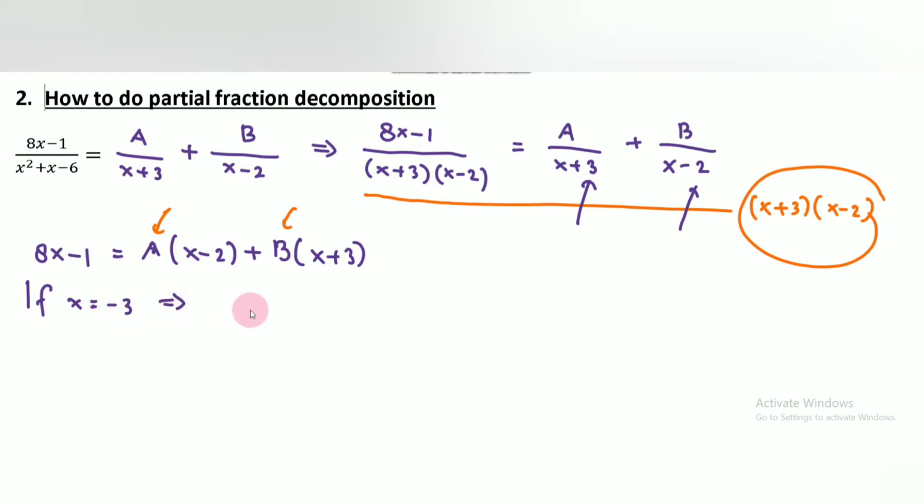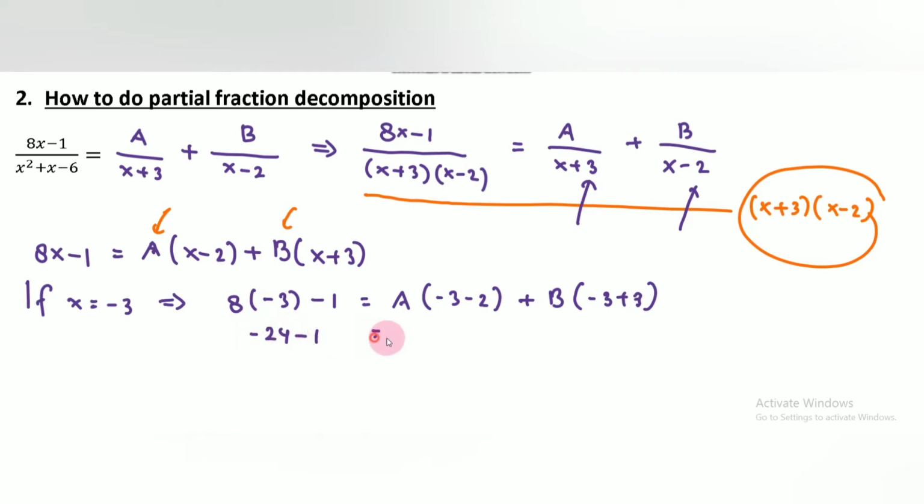My equation will be 8 times negative 3 minus 1 equals a times negative 3 minus 2 plus b times negative 3 plus 3. Okay, look at why we use the zero. So it is negative 24 minus 1 equals a times negative 5 plus b times 0. So that's the objective. We want to make one of the addends become 0. Therefore, I have negative 25 equals negative 5 times a. Therefore, a equals negative 25 divided by negative 5, it is 5. So I find a.